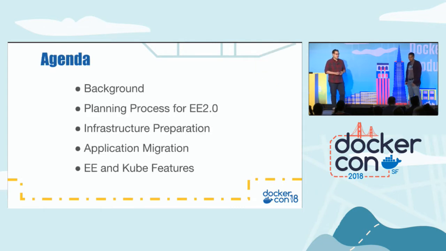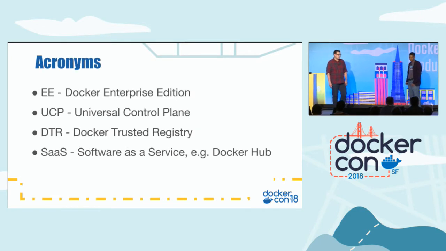So quick agenda, we'll talk a little bit about the background of how we do infrastructure and services at Docker. We'll talk about what our planning process looked like for moving to Enterprise Edition 2.0. How we prepared our infrastructure, how we actually went about moving applications from Swarm to Kube, and then some of the features that we're leveraging in EE and Kubernetes now that we have that available to us.